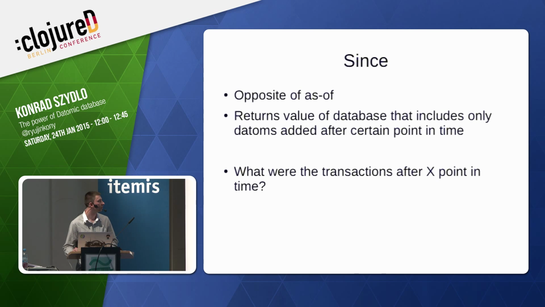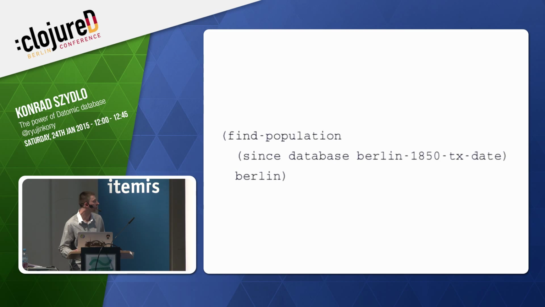Since is another filter built into Datomic. It's the opposite of as-of. Since returns the value of the database that includes only datums added after a certain point in time. It's quite useful for auditing or answering such questions as what were the transactions after a certain point in time. Similar to the previous example, getting the value filtered by since is as simple as calling the since method, passing the database that we want to filter, and a time.